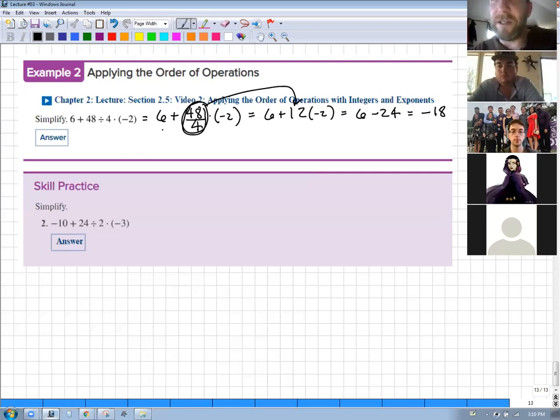All right, we could have done that a little differently. I could have done this. I could have multiplied first, 48 times a negative 2 is a negative 96.